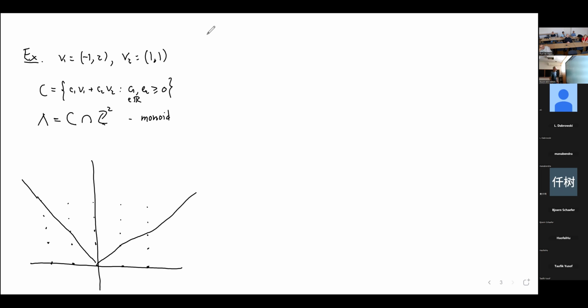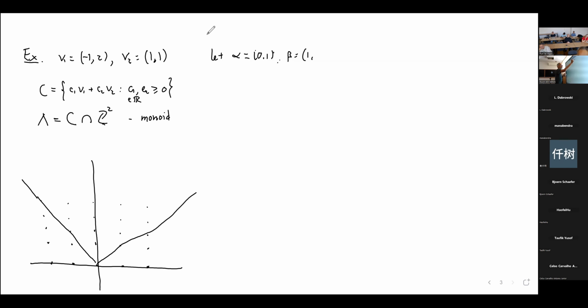So now let alpha equal (0, 1) and beta equal (1, 0). Whoops. It is not in there. What am I talking about? Well, I didn't do this example carefully, did I?